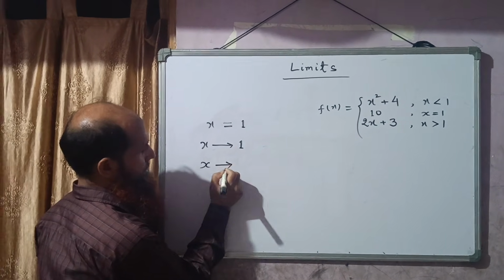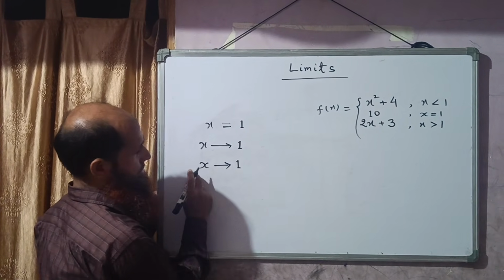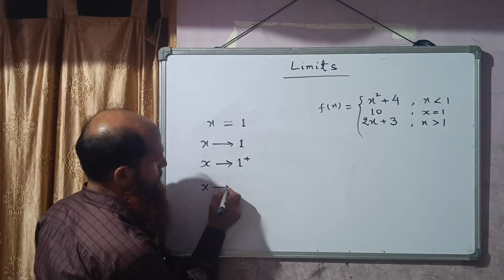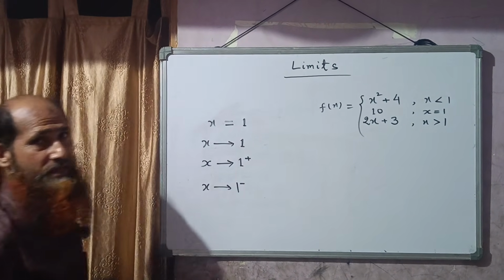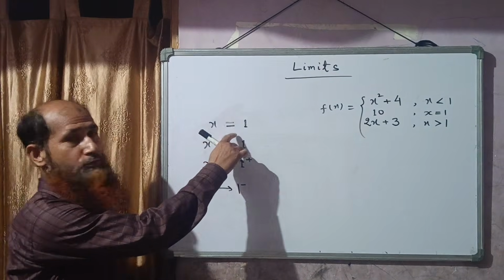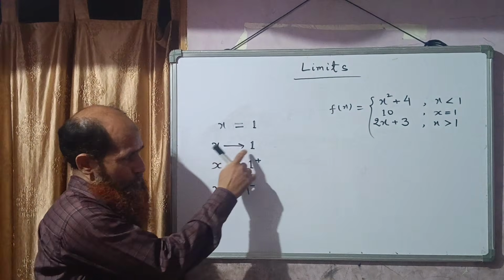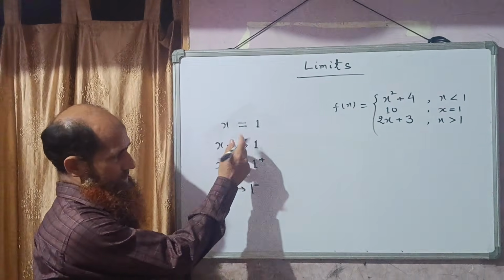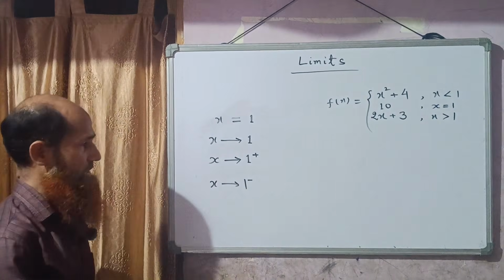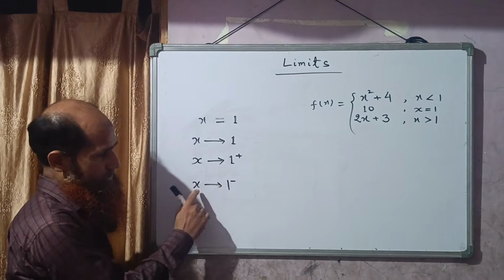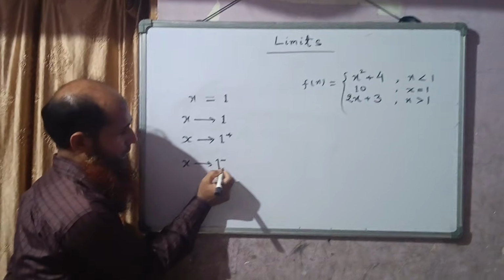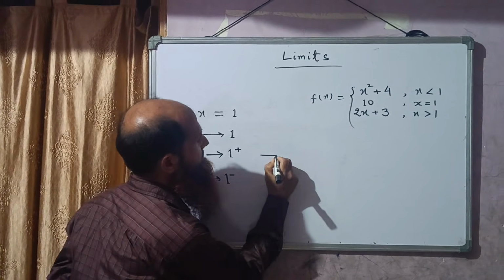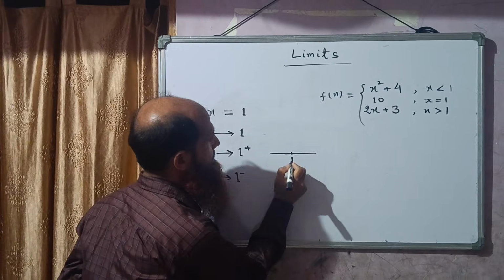Before that, we should understand x tends to 1 plus and x tends to 1 minus. When x is exactly equal to 1, we write x equal to 1. When we write x tends to 1 or x approaches 1, what do we mean by this? It contains these two terms, x tending to 1 plus and x tending to 1 minus. When x approaches 1 from right, like this, x is 1 here.